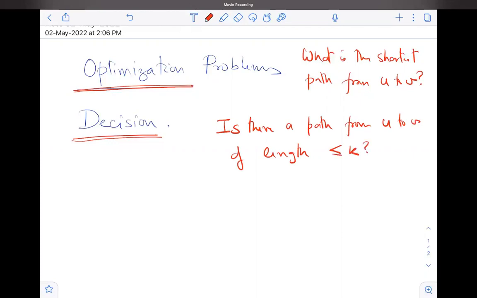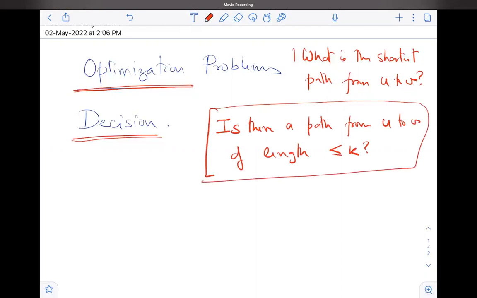So this is a yes-no instance. This is not a yes-no instance. This is an instance that is outputting something that can take, if you are talking about outputting a length, a number, an integer, basically any number. And this is a yes-no instance.